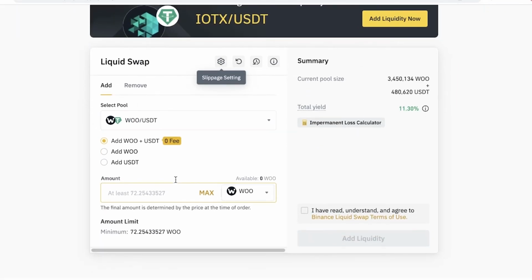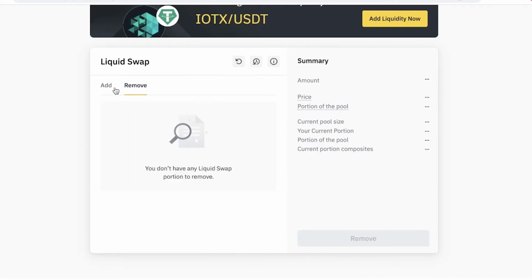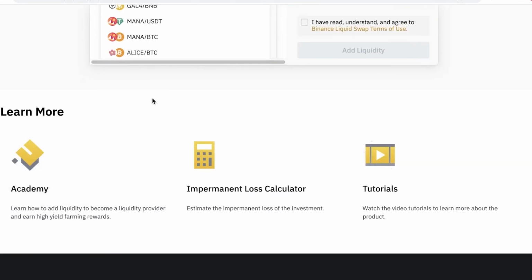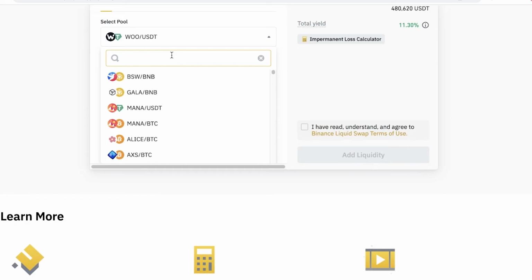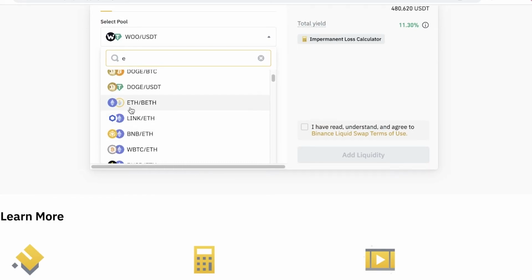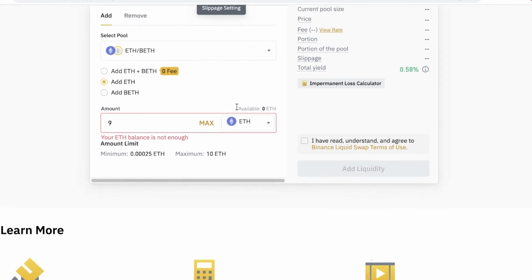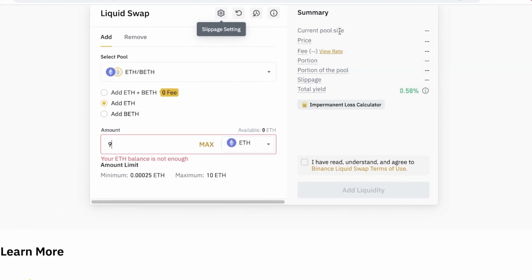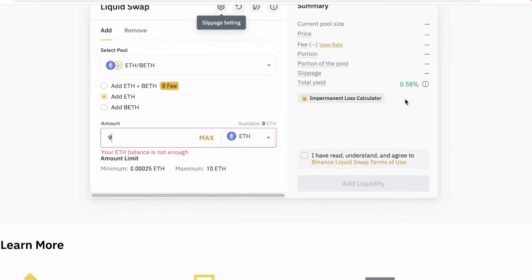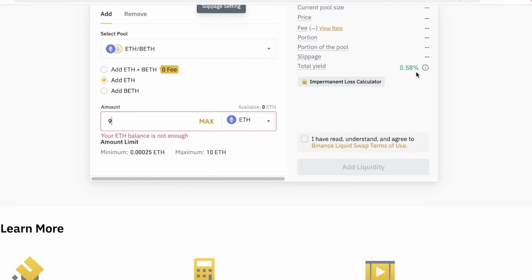However, if you find that you want to earn the maximum amount of money in the shortest amount of time, then liquidity yield farming is going to be the best option for you. So you can see you have multiple different ETH combos that you can stake. So add ETH, and then let's say you want to add 9 ETH over here, and then they will give you the summary of the current pool size, the price, fees, and slippage and total yield that you can get.